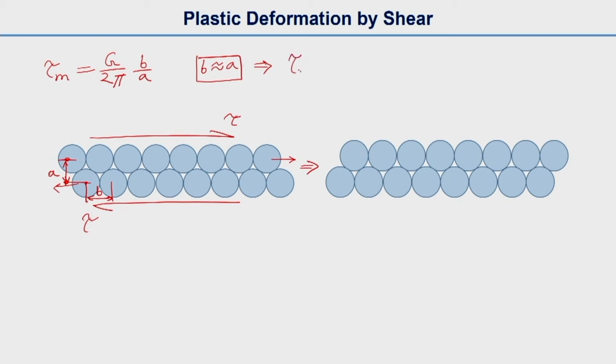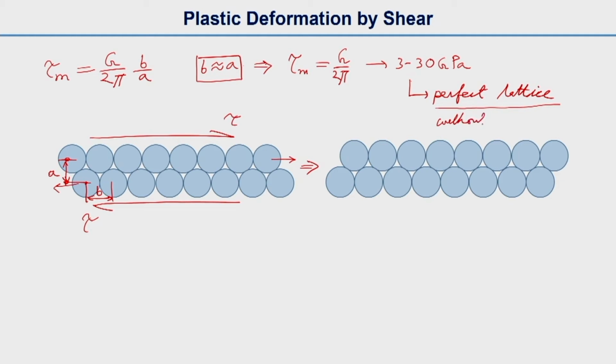That gives tau m, the maximum shear stress at which slip will occur, equal to G by 2 pi. As you know, the shear modulus is in gigapascals, so for most metals this value comes to about 3 to 30 gigapascals. This is a very high value, and that much shear stress is required for a perfect lattice without any defects. The defects we mostly discuss here are dislocations.